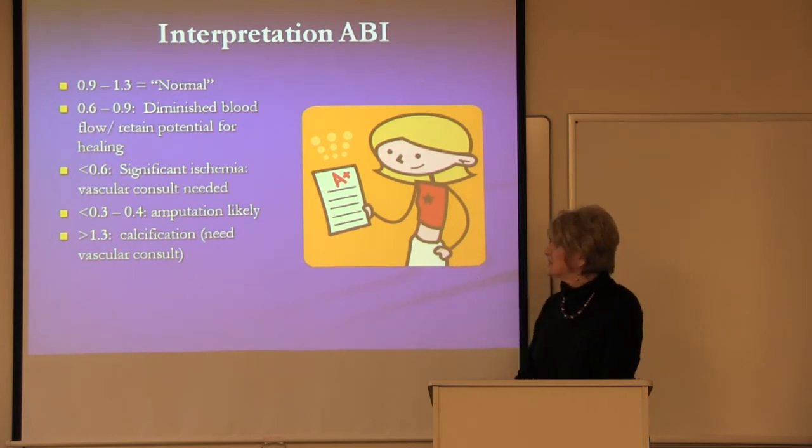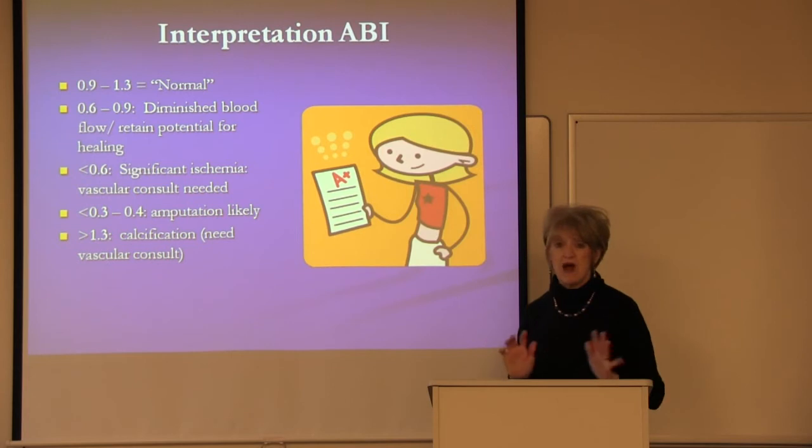Now, 0.6 to 0.9, you do have diminished blood flow. This is mild to moderate disease, but notice you still retain the potential for healing and you would not develop arterial ulcers because you've still got better than 50% flow.